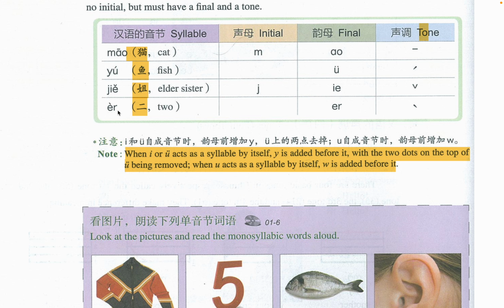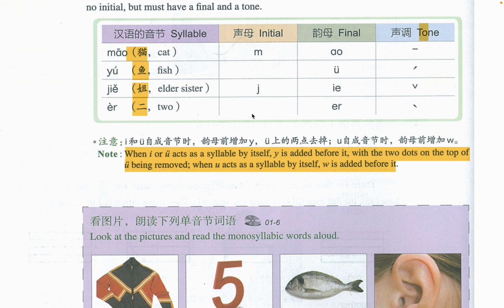So what we're saying here is that whenever you're writing this English alphabet version, which is called the pinyin writing style, you have to add the letter Y if the syllable is just U or E alone. Like here, we have Y here. So it says it's added before. Yeah, that's just it. Then if U acts as a syllable by itself, W is added before it.